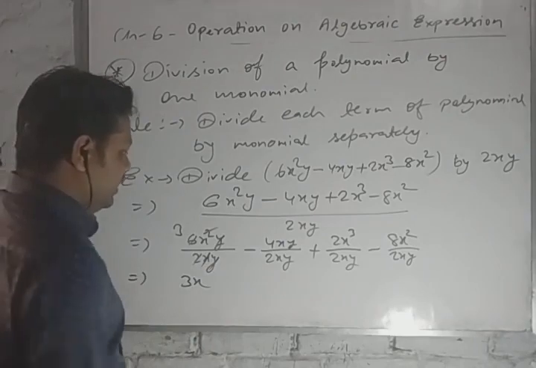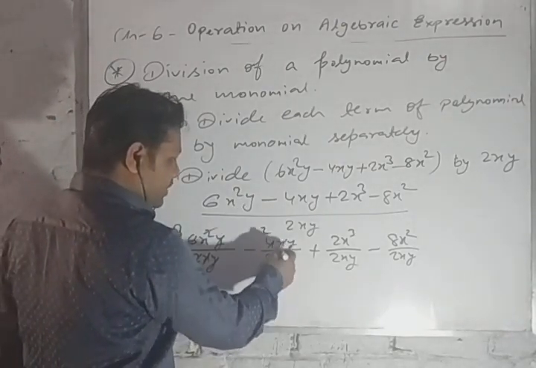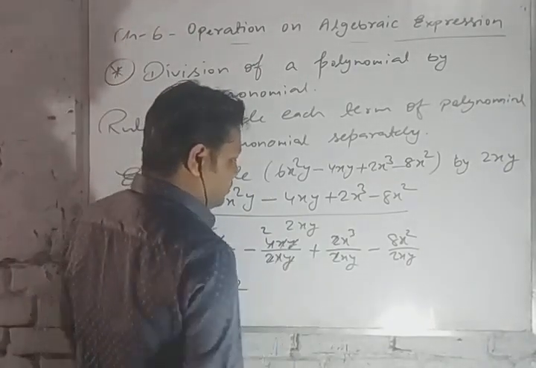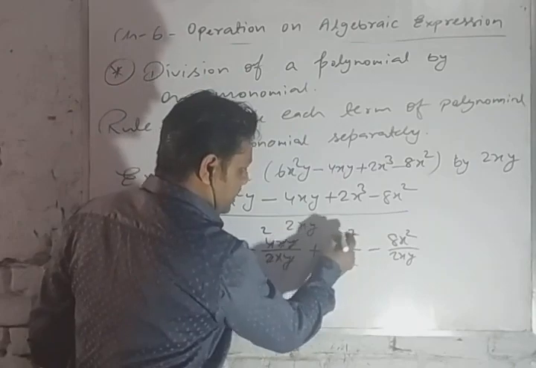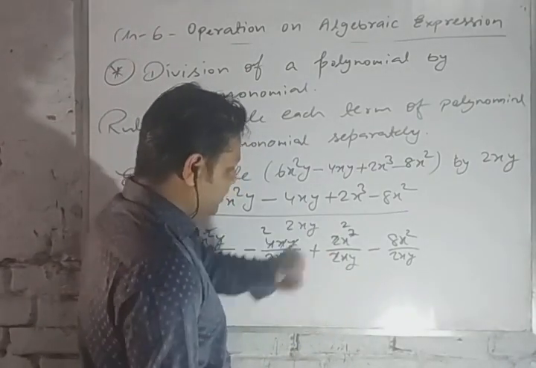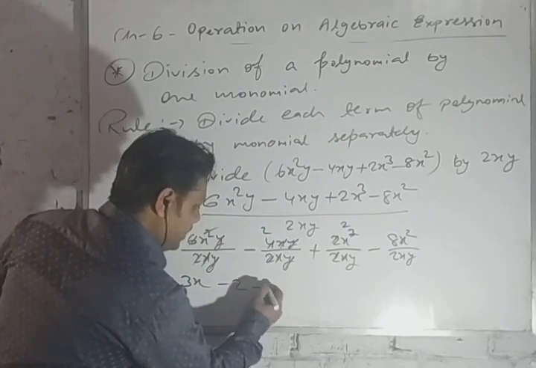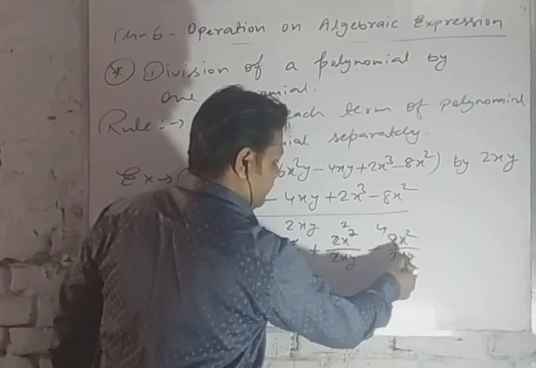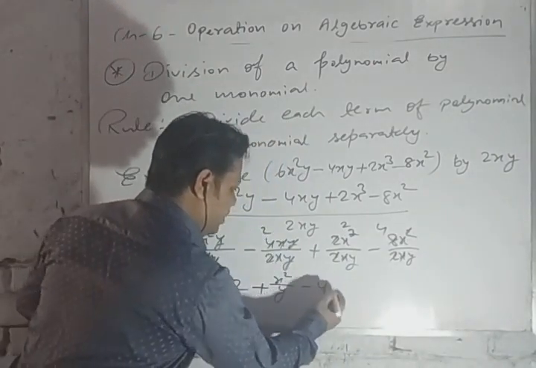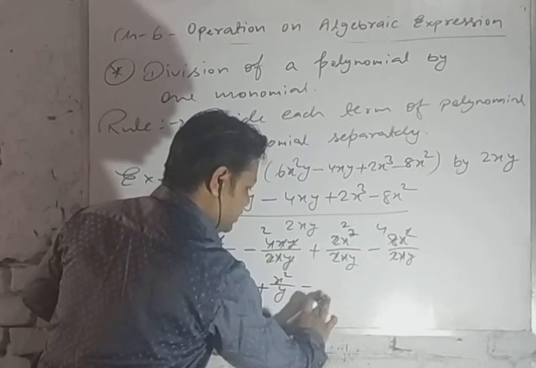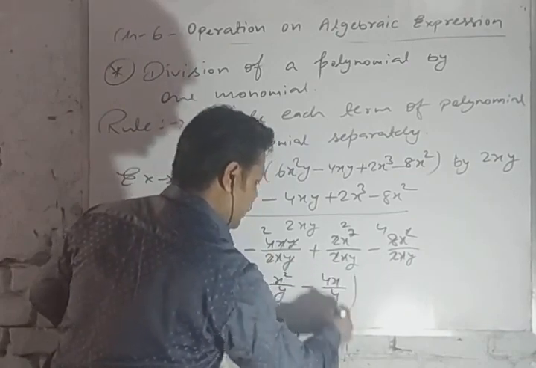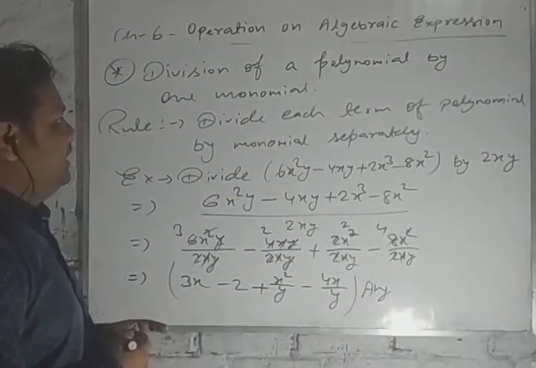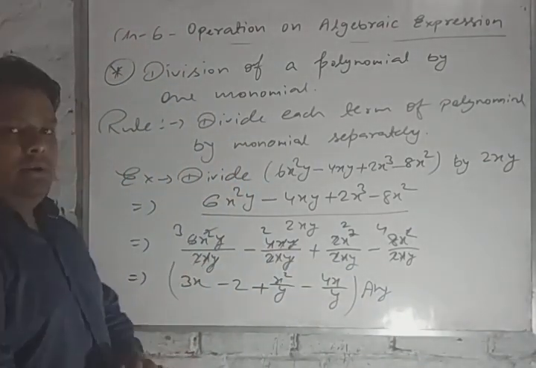So 3x we will write, and here 2 twos are 4, x to x, y to y, only 2, that is minus 2 we will write. Here 2 cancelled, x, then 2x square will be left and downside y, then only plus x square by y. And here 2 fours are 8, 1x to 1x, that is minus 4x by y. So this is our answer. So like this we can divide any polynomial by any monomial.